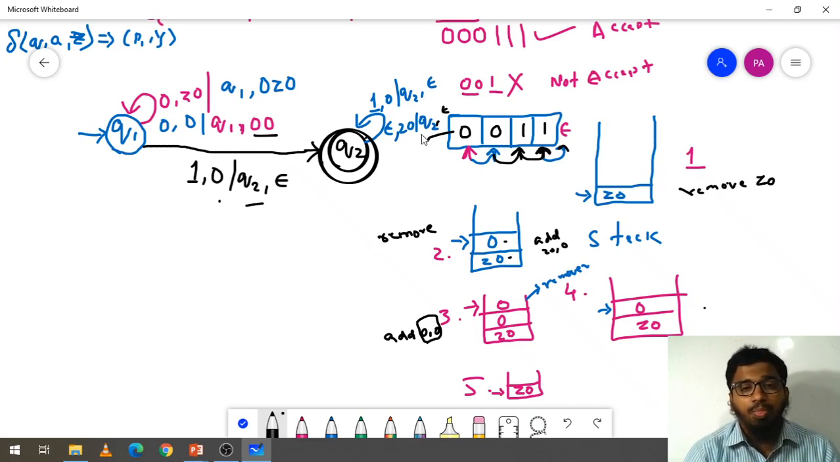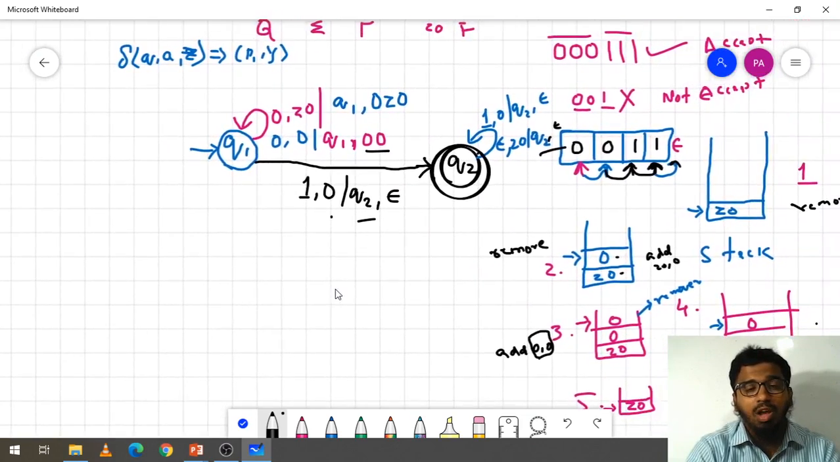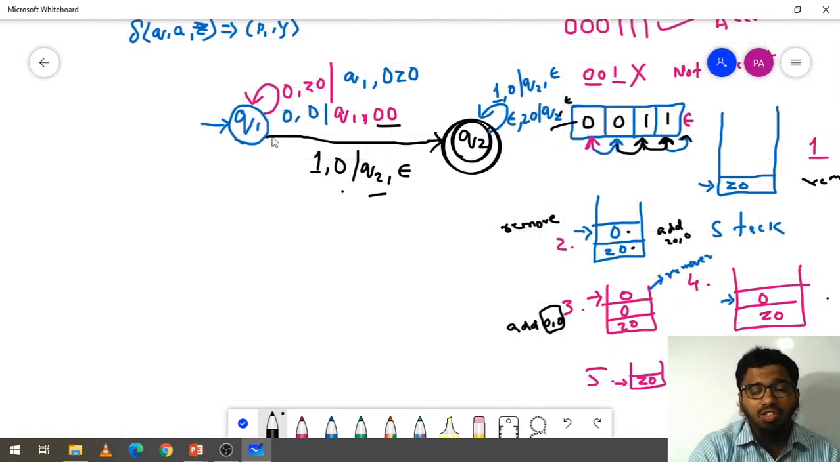But here we need to check when we should accept and when we should not accept; that code we also need to write here. So let's see, I will tell you. Now we will see the transition function. Based on this we can write it.